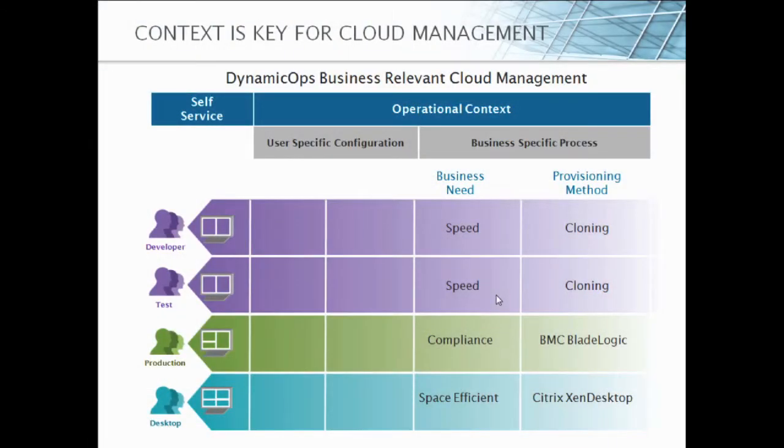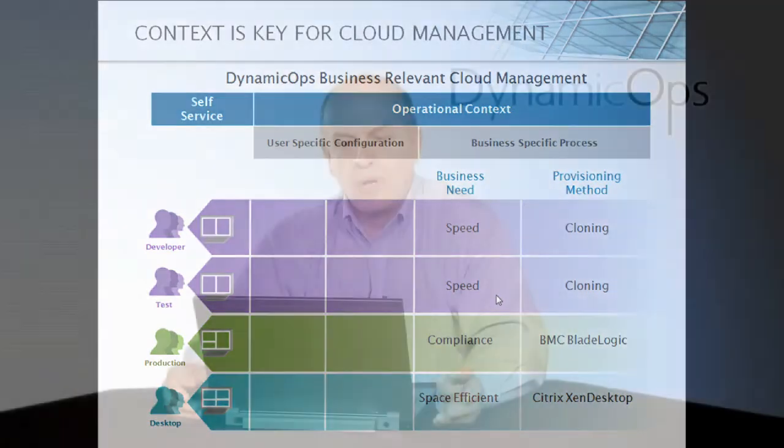So here is an example of what we mean by operational context. We have three different groups: dev test, production, and desktop. And each of them has specific business needs. The dev test group needs machines quickly. So speed is the most important when they choose a provisioning methodology. And cloning works great for them.